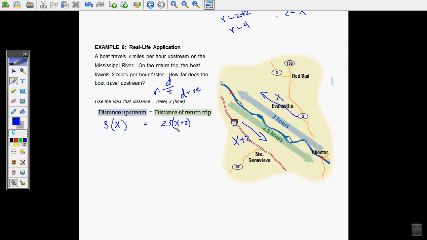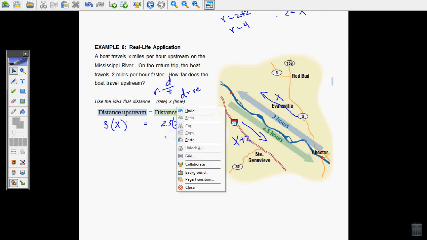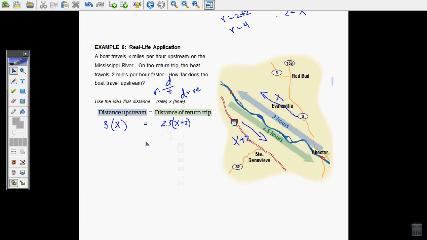All right, now it seems like we might actually be getting somewhere here. Now that I have an equation that I can try and solve, I think I can get x, and x is supposed to be the miles per hour upstream. All right, let's see what we got. We got 3 times x and 2.5 times x plus 2. I'm just going to distribute. I think that's the easiest way to go, first of all. So 2.5 times x, 2.5x, and 2.5 times 2 is going to be 5, and that's going to equal 3x.